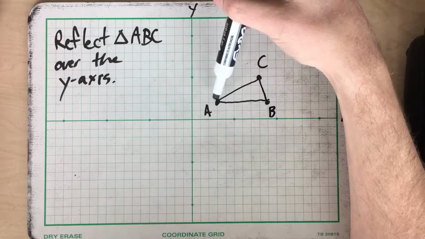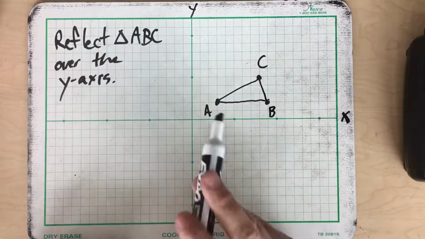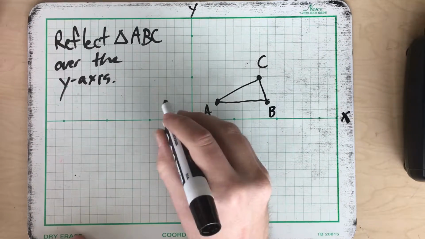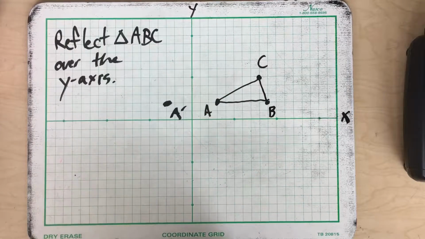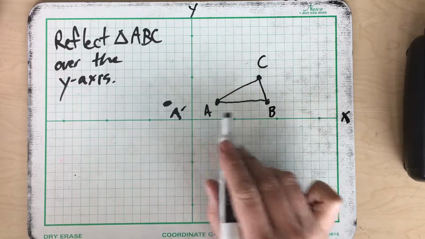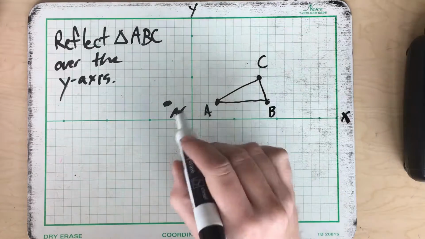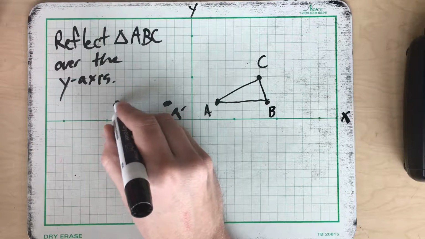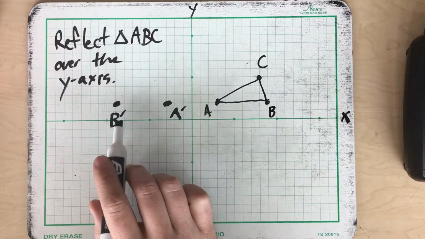So A is 3 to the right here. We're going to keep that same up and down, still 2 up, but we're going to go 3 to the left, and this will be our new point, A prime. For B, it's still going to be 2 up like it is, but we're going to go to the left 9. Since we originally went to the right 9, now we go to the left all the way over to 9, and this is our new point, B prime.